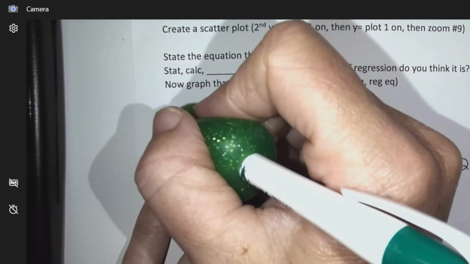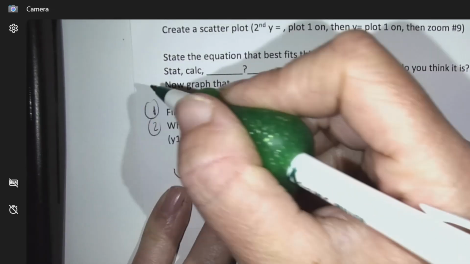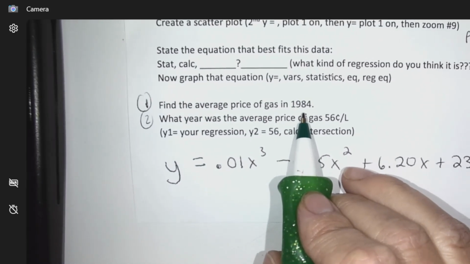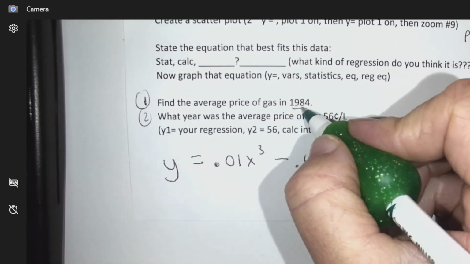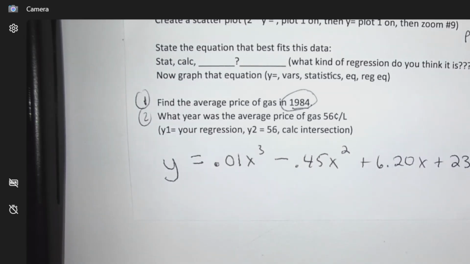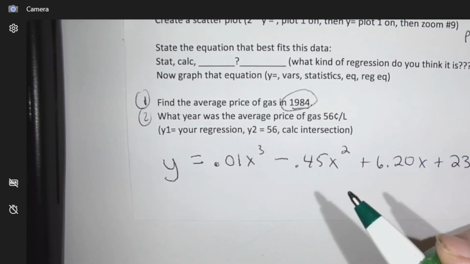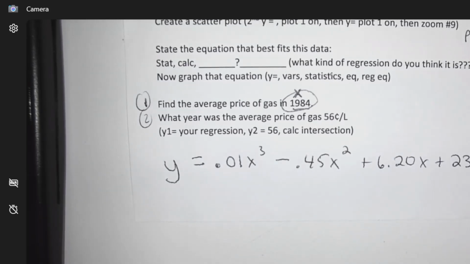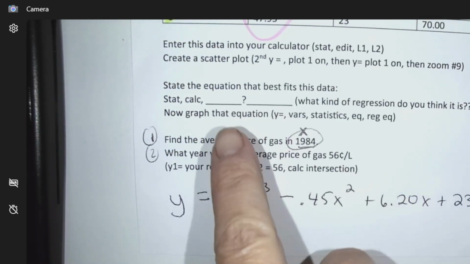Okay, there's 2 questions here, 1 and 2. That's all I have for you. Find the average price of gas in 1984. So is this an X or a Y? It's an X. Okay, but I need you to think about what X is. Because I'm not going to write 1984. 1970. What is X? What is X?